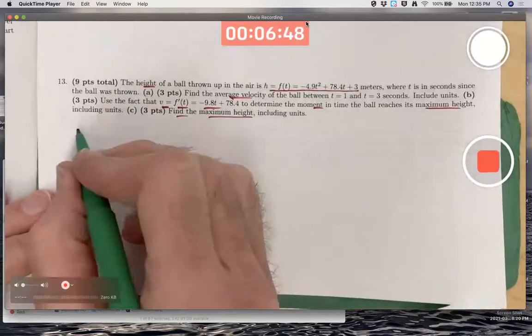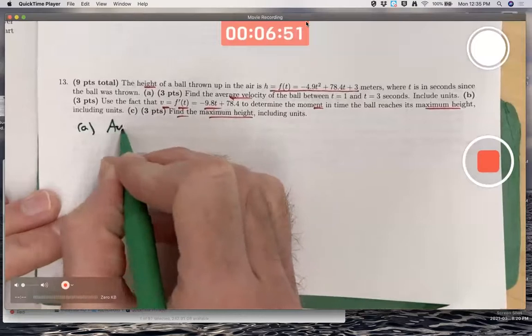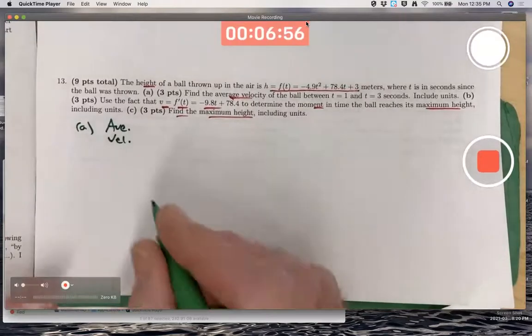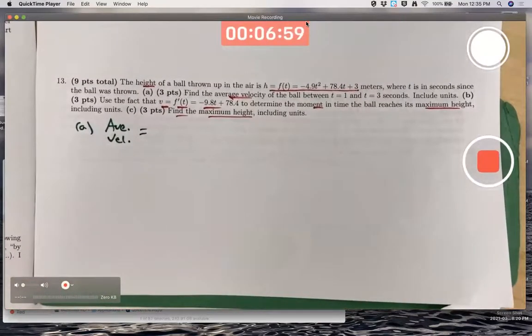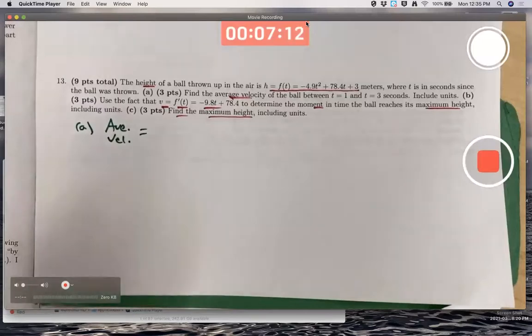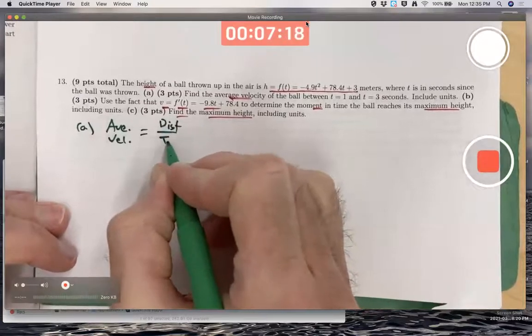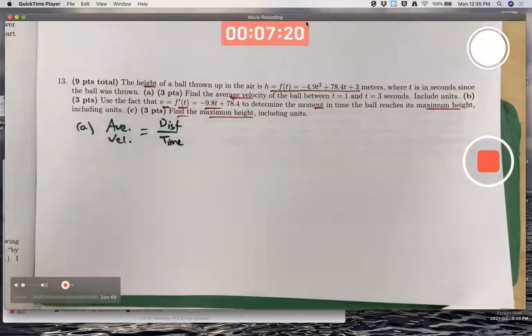Anybody remember the definition of average velocity? Offhand? Do you add numbers? Do you divide them? Do you do more than one thing? Anybody remember offhand? You want to say it again? Distance over time. Yep. Because distance equals rate times time. The rate is the average velocity. If you multiply both sides of this by time, you would get distance equals essentially rate times time.